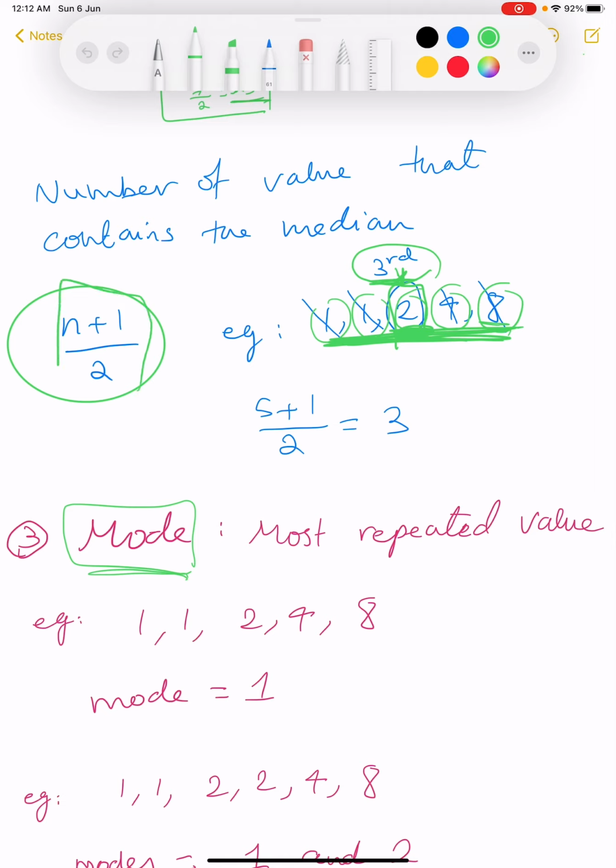We use this formula. So it's n plus 1 over 2. N is the number of all values. So we have 1, 2, 3, 4, 5. We have 5 plus 1 over 2, which is 3. So it's the third value.